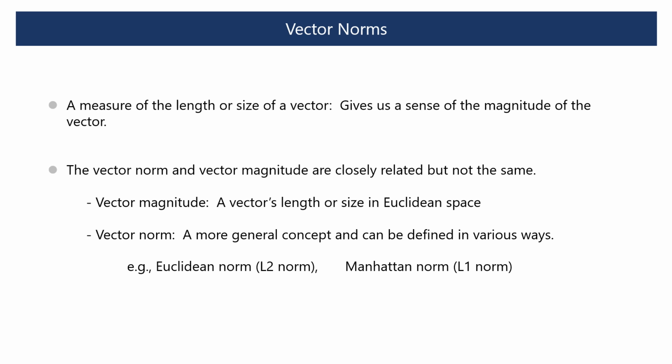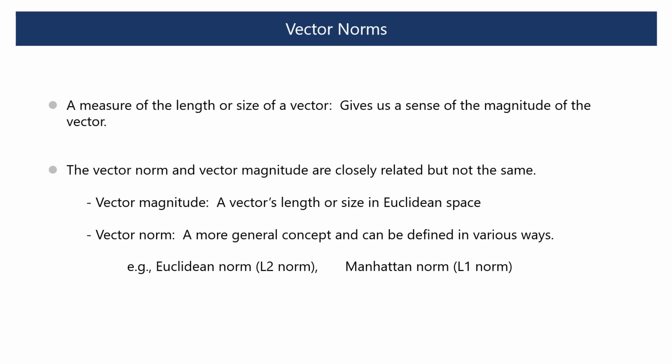A vector norm is a measure of the length or size of a vector. It gives us a sense of the magnitude of the vector. The vector norm and the vector magnitude are closely related, but not the same. While the magnitude of a vector refers to its length or size in Euclidean space, vector norm is a more general concept and can be defined in various ways.